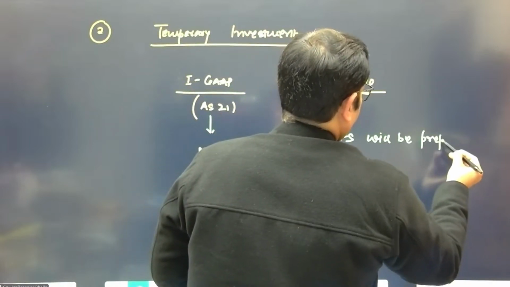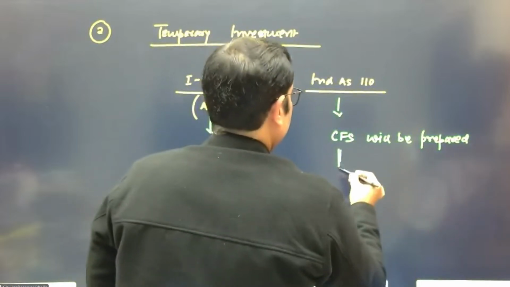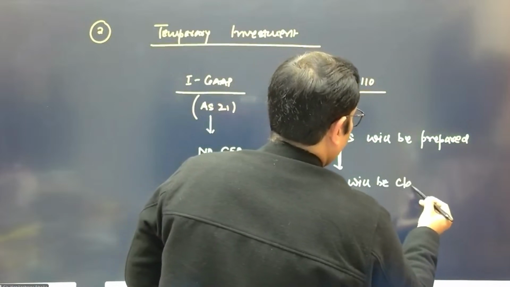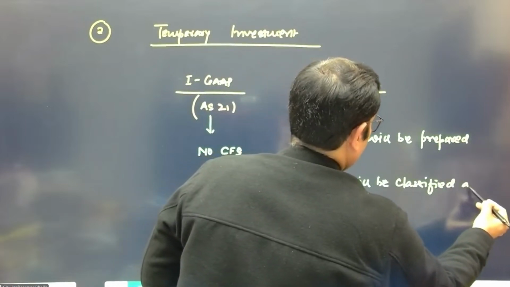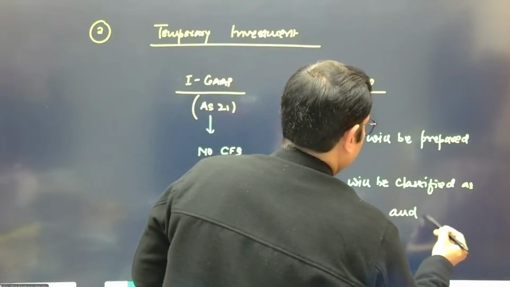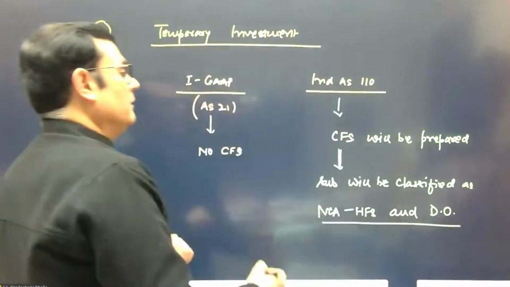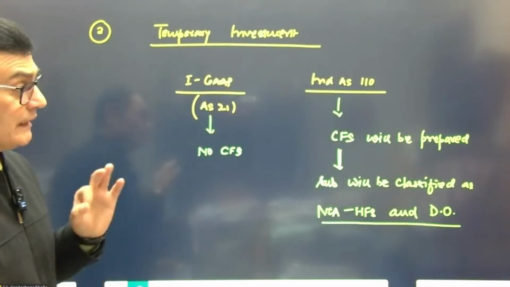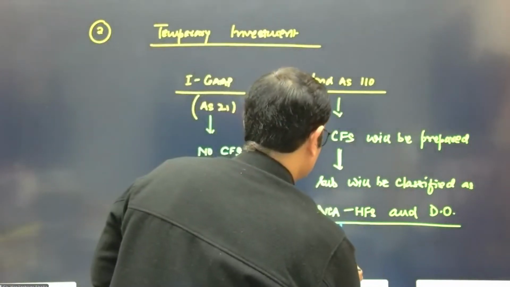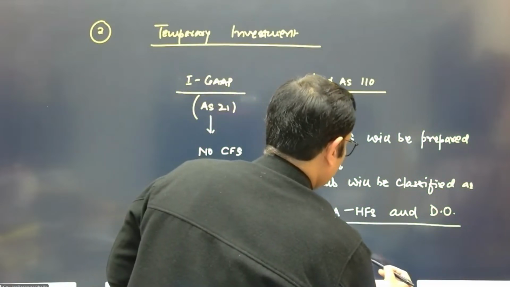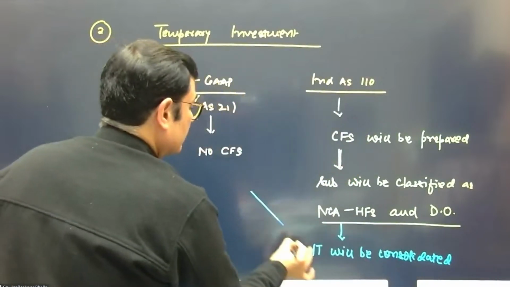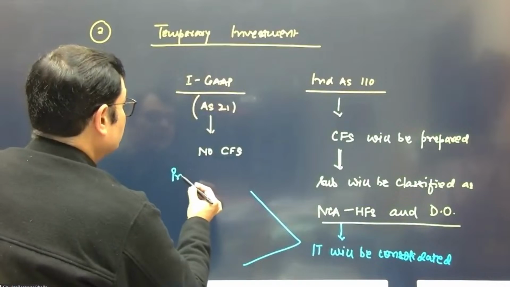It will be prepared. But I want to make a clarification. The subsidiary will be classified as non-current asset held for sale and discontinued operations. Underline that it will be classified as NCA held for sale and discontinued operations, and therefore we can say it will be consolidated. It will be consolidated.